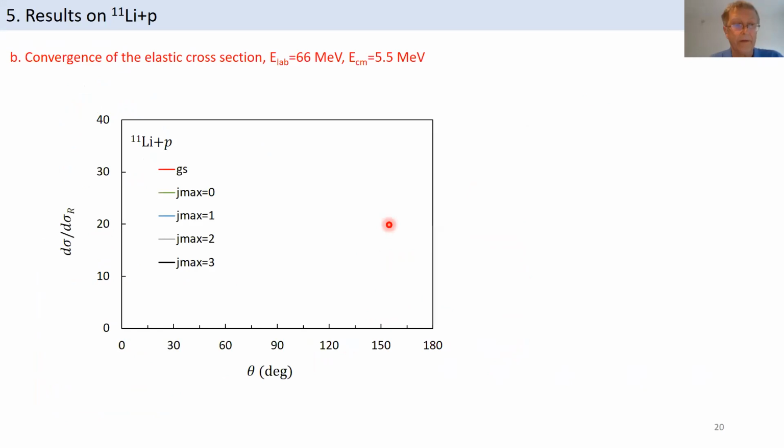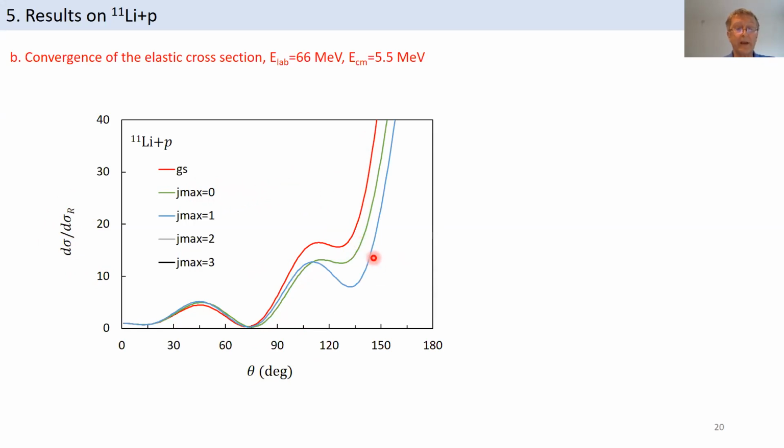So the first thing in a CDCC calculation is to check the convergence. This is the cross-section divided by the Rutherford cross-section as a function of the angle. So this is with only the ground state of lithium-11. This is when you introduce breakup, but only with J equals 0 in lithium-11. This is J max equal 1, 2, and 3. So you can see that between 2 and 3, there is a convergence. This is why I stop at 3.